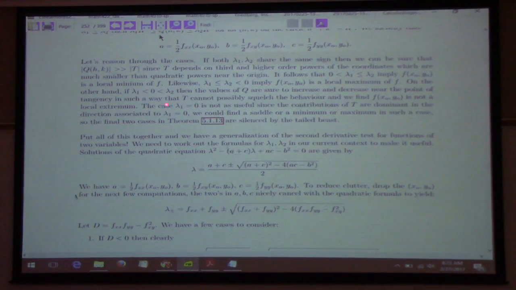On the other hand, if either one of the eigenvalues is zero, then we don't really know, because the quadratic piece just looks like a parabolic trough near the critical point. But then the third order corrections might bend the trough up or might bend the trough down. We can't know. So the second derivative test is silent in the case that either of the eigenvalues is zero.